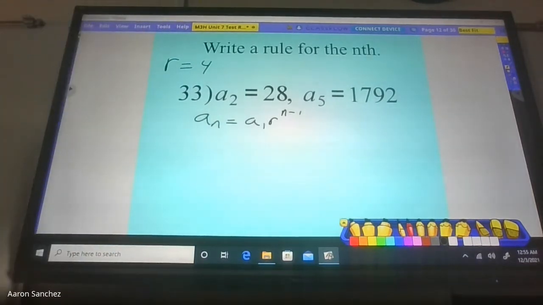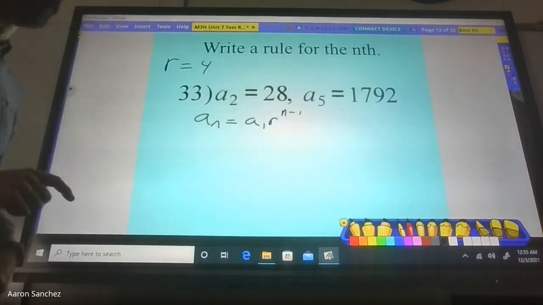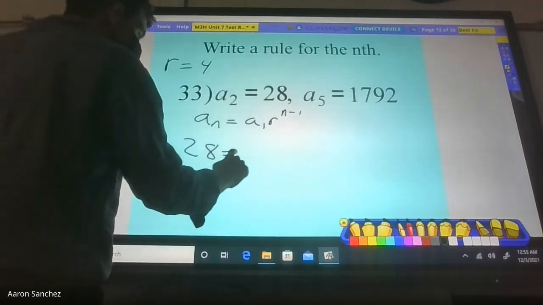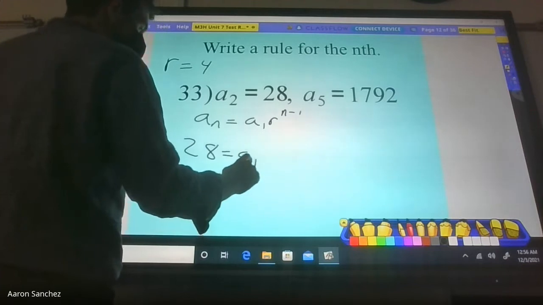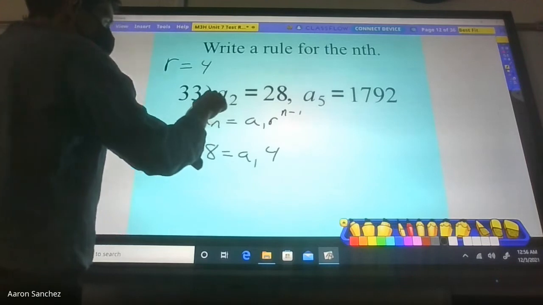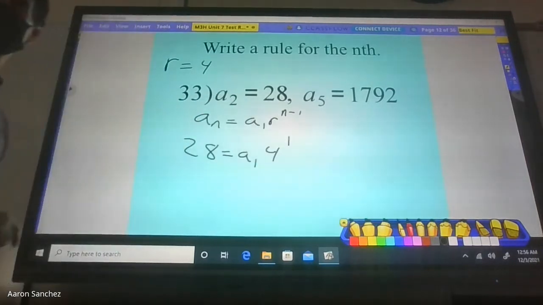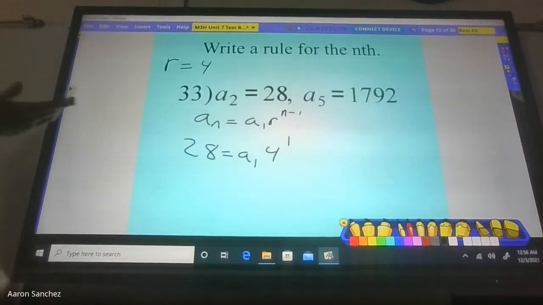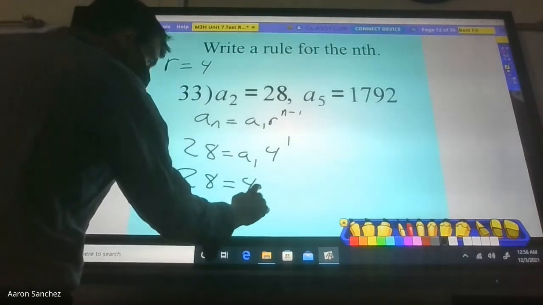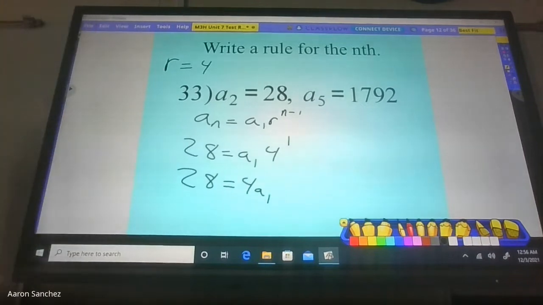Okay, so we now have the r, and then we pick a point. You guys usually like the smaller point, so we pick the point. So a sub n is 28 equals a sub 1, which is what we're trying to find out, times r, which is 4, raised to the n minus 1. So 2 minus 1 is 1, which is 4 to the 1, right? Which is basically 4. So this is 28 equals 4 times a sub 1, right? I just switched it around. And how do you solve it?